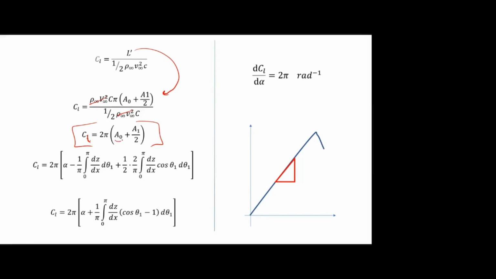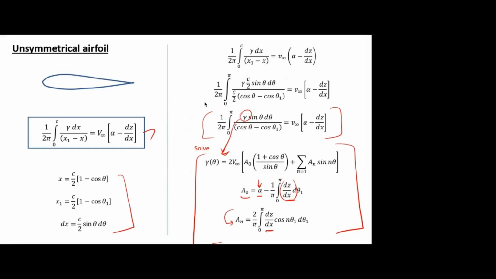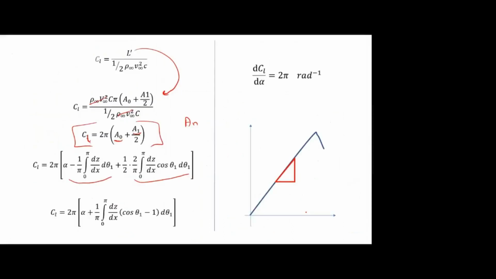Okay. Now we are going to substitute A naught and A1. This is A naught and this is A1. Actually we had AN. So for A1 you have to substitute 1 everywhere. So A1 is equal to 2 by pi integral of dz by dx cos theta d theta. So everywhere n we are substituting 1, that's it. So this is the final CL. Again they have taken the common terms. So this integral dz by dx d theta is common. So we are getting finally this CL term.